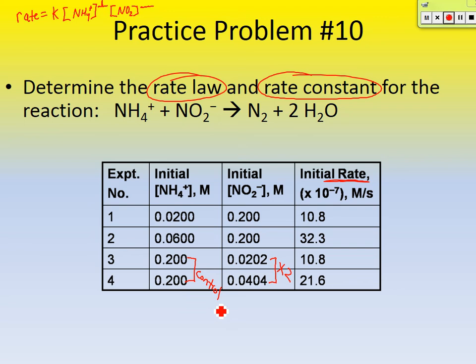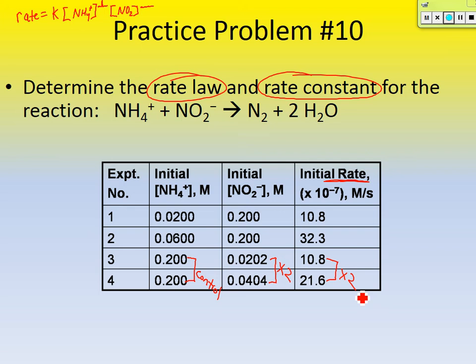Now let's look at how the rate is changing. Guys, essentially, what is the rate doing? It's doubling. Yeah, if you take 10.8 and times it by 2, it's going to be very close to 21.6. So I'm going to put a times by 2 right there.